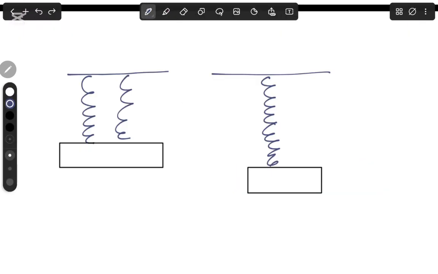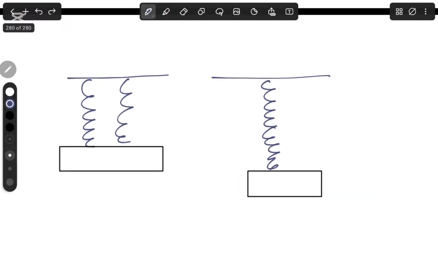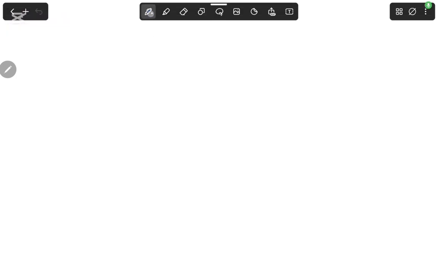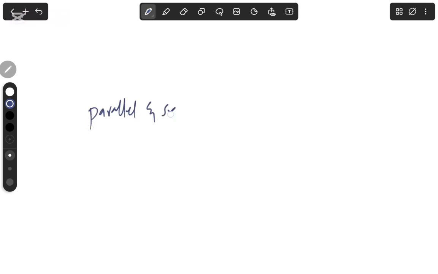So here are 2 spring combinations. The reason I'm explaining this is for the next question, guys. The next question is a bit tricky, and you need to know about parallel and series springs. I've put a video for the formula of parallel and series springs and how it's derived. You can check it in the link in the description. Okay, so I'm just going to write it down.